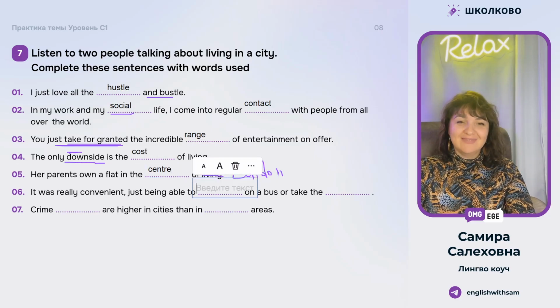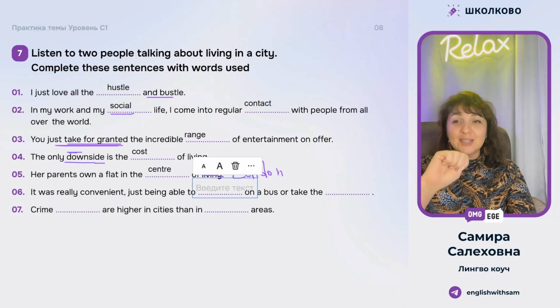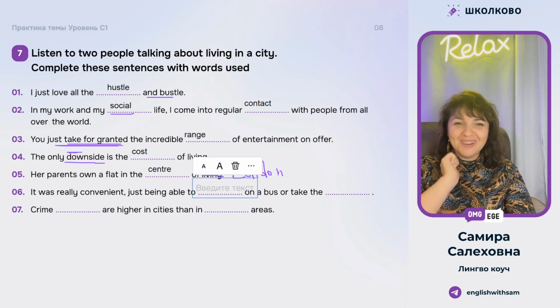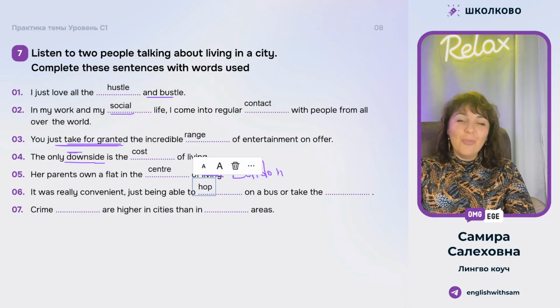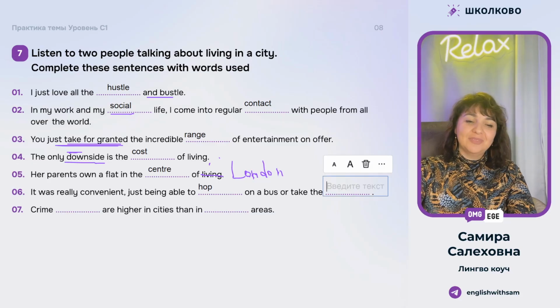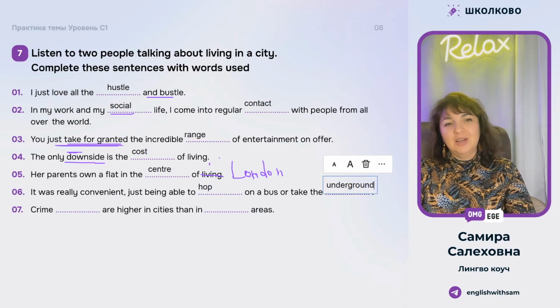It was really convenient just being able to hop on a bus. Мы что делаем? Запрыгиваем на автобус. Как кто? Как зайчики. А зайчики, они как делают? Хоп-хоп-хоп. Вот так вот, поэтому хоп. Hop on a bus. Hop on a train. Что-нибудь такое. Take... Либо мы садимся куда? Катим на метро. Underground. That's right. Underground.